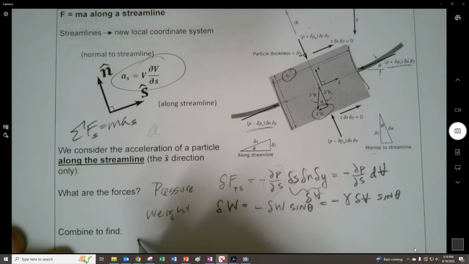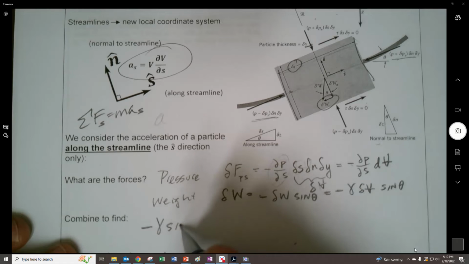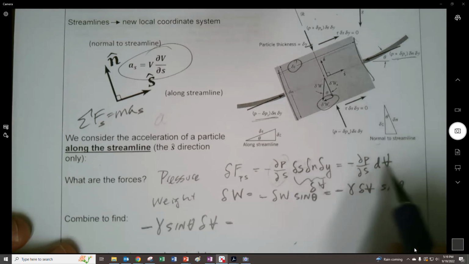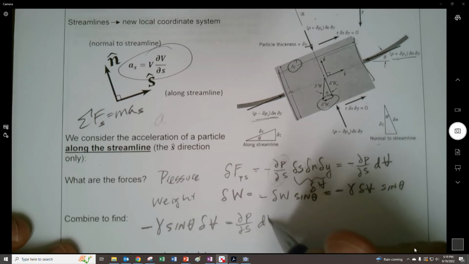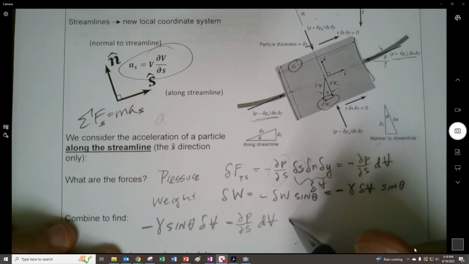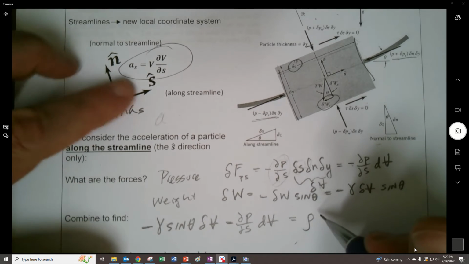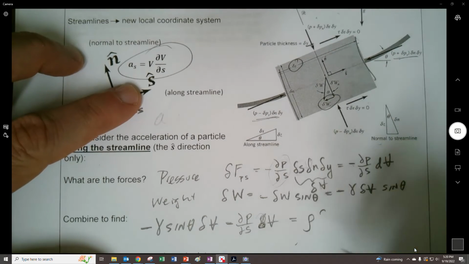So we could also say it's going to be the mass times the volume. So I think I can write that in here. The gamma times the sine of theta, I'm doing the weight first, times the incremental volume, minus the del P del S times the incremental volume. And that's going to be equal to rho times my little incremental volume here. That's supposed to be an incremental volume, not a d, but a del.